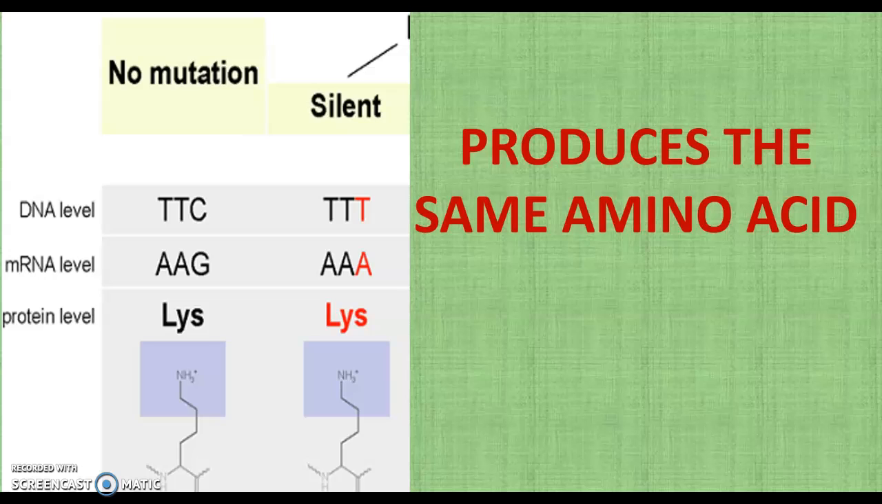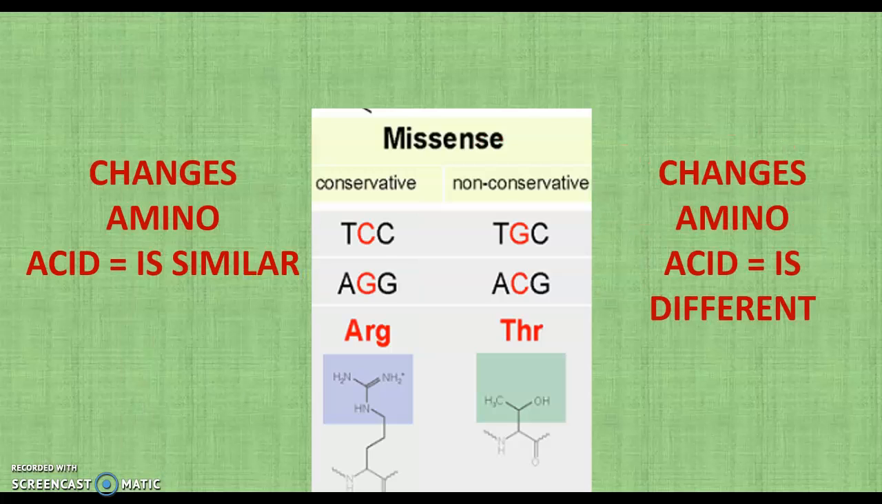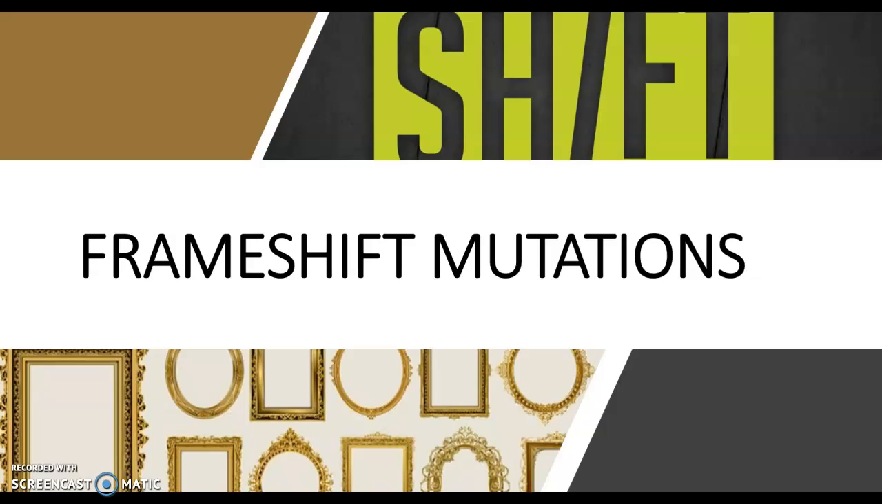So again, going through these just really quickly, the silent mutation is as if it did not happen. It's not going to be detectable by looking at the protein sequence or the amino acid because it produces the same amino acid. The nonsense is going to change that amino acid to a stop, so that's very problematic. The missense, the conservative, that amino acid is similar, so you might not notice. It might not be problematic, whereas non-conservative, it is going to be a structurally different amino acid. It's probably going to affect the functioning of the protein.